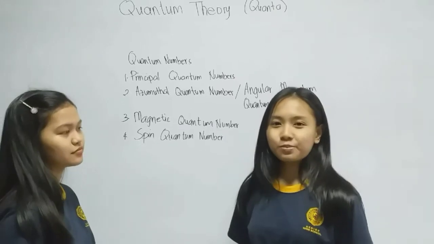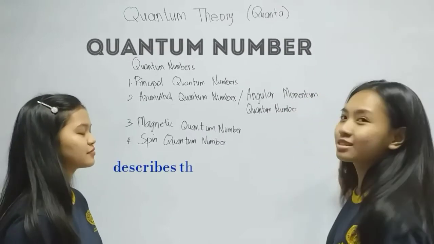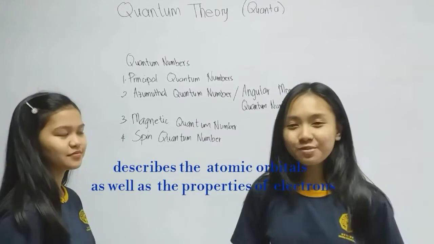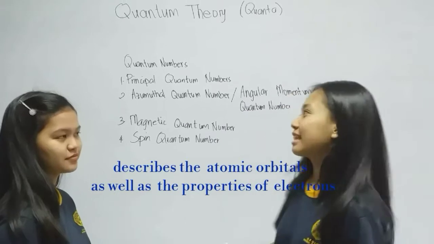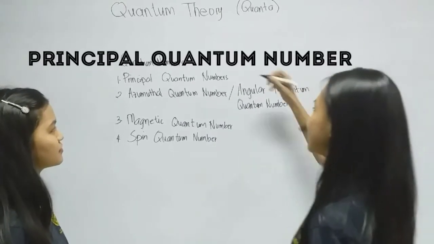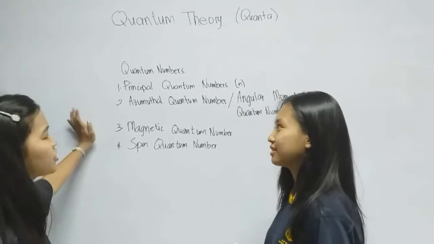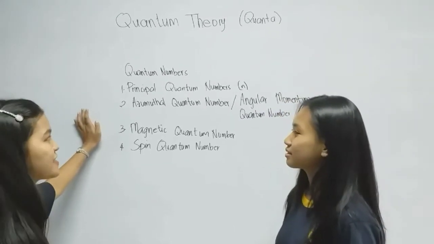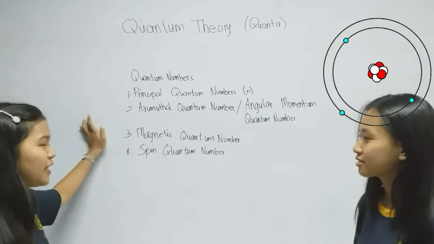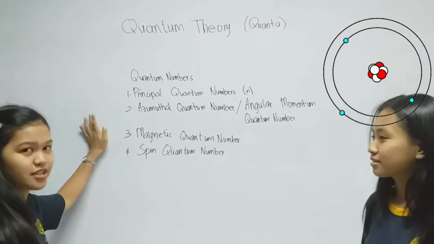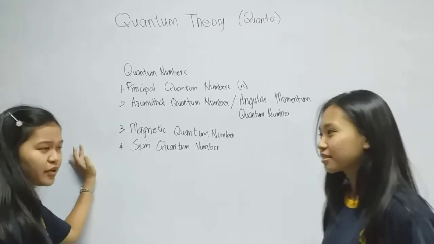So what is quantum number? Quantum number describes the atomic orbitals as well as the properties of electrons. Then, principal quantum number, also denoted as n. What I know about the principal quantum number is that it provides the size of the orbital and the main energy level of the electrons occupied. But can you please elaborate on it more?